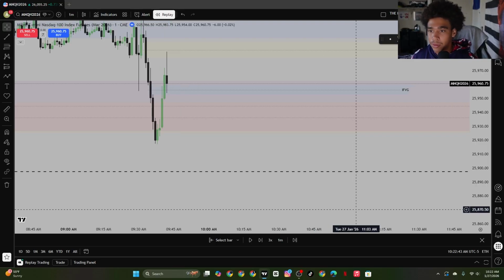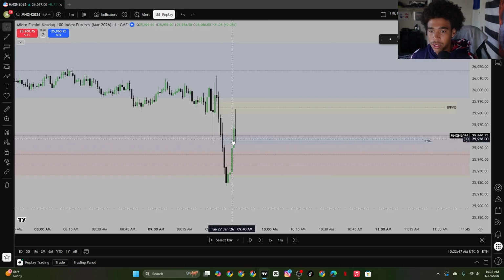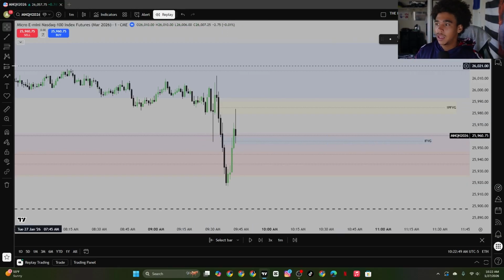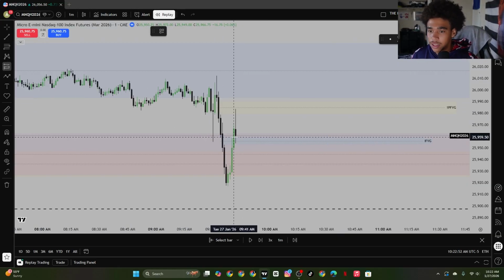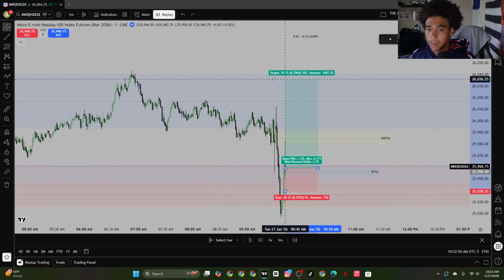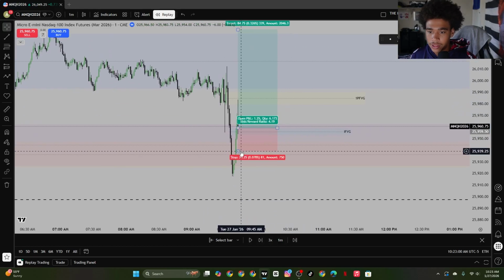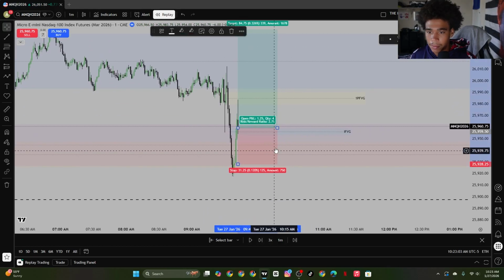Things are making a lot more sense. So I end up buying long as we trade through this fair value gap. Now, I don't usually recommend that. I actually just started practicing it. That's not something I'm really too used to, but I'm trying to get used to it. And there we go. And that's my profit target, and I'm risking below this fair value gap.